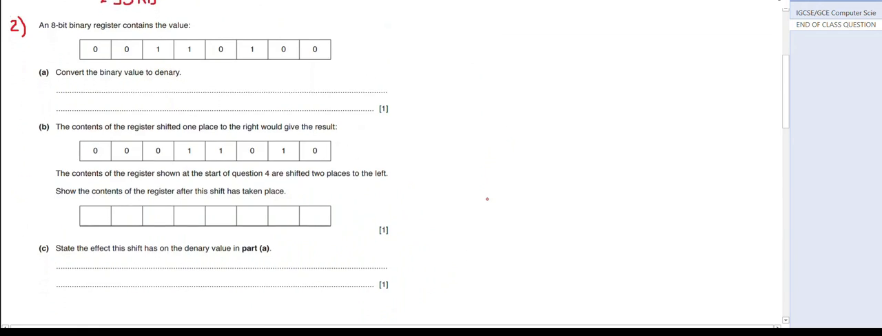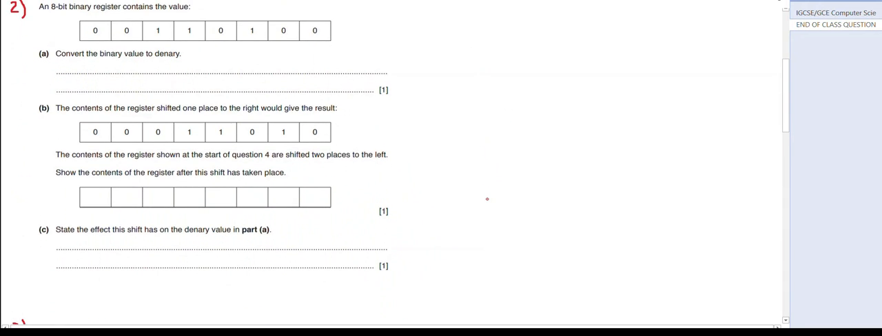Moving on to question number 2. An 8-bit binary register. This is a register, right? Which uses 8 bits. 0010 0100. Now the question is, convert the binary value to denary.